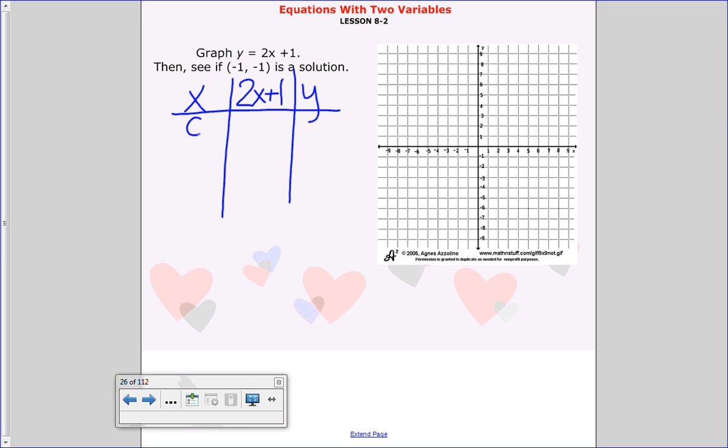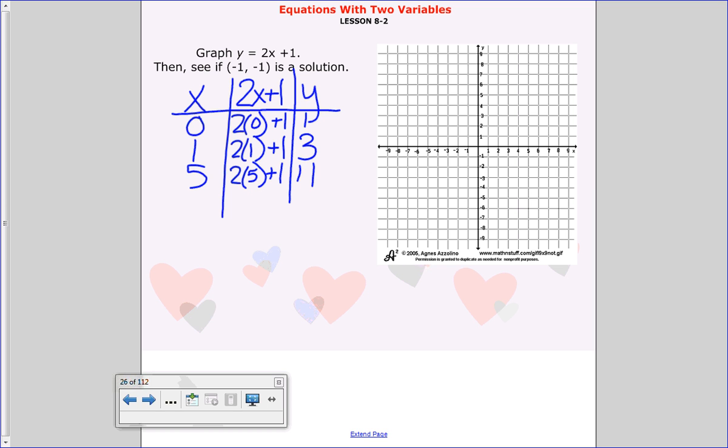And again, I like to start with 0. So 2 times 0 plus 1 is 1, 1. And you can see I kind of picked the same numbers because they work really well for me. But I could pop up and say, oh, I'm going to put 5 in here. I could do that. You can skip around if you wanted to.